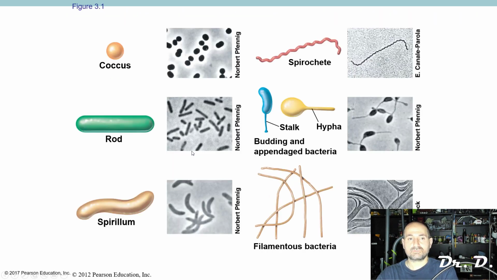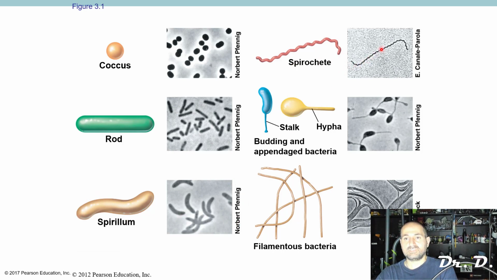So let's look at some of these real quick. Remember, coccus shape is spherical. Here's some coccal bacteria as they appear under the microscope. Rod shape means bacillus. These are bacillus bacteria as they would appear under the light microscope. Spirillum, these are spiral shape.